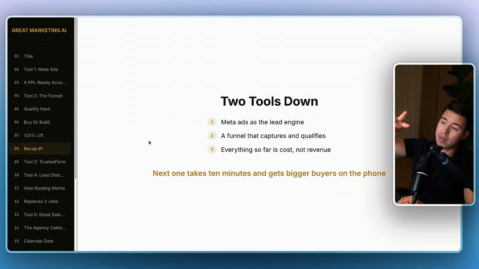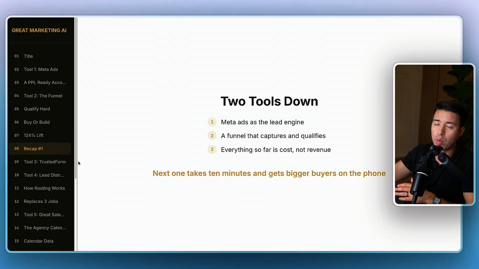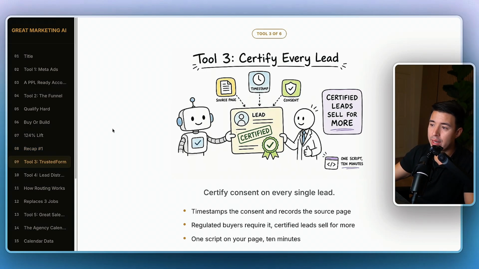So 2 tools down: Meta Ads as your lead engine, a funnel that captures and qualifies your leads, and everything so far is cost, not revenue. And this next tool is important. Not a lot of agencies know about it. It's also more important when you want to get bigger buyers when it comes up in conversations, but you need a tool to certify every lead.